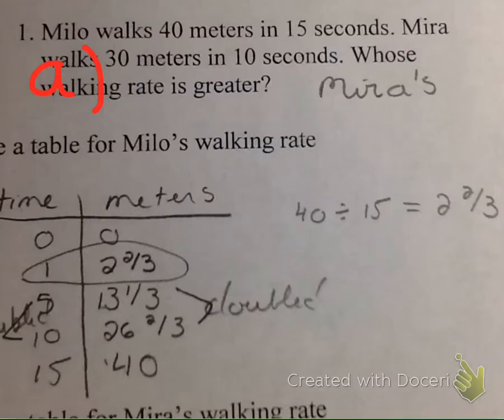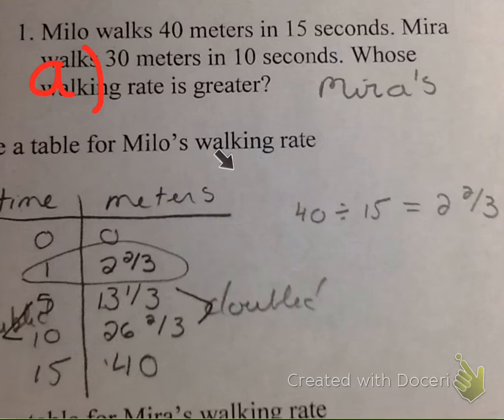Okay, A. Create a table for Milo's walking rate. So in the problem it told me that Milo walks 40 meters in 15 seconds. That's up here. And when it says walking rate, it means I'm supposed to figure out how much Milo walks in 1 second, per 1 second. Just like when you do speed, you usually talk about miles per hour, per 1 hour. So I need a 1 here. In order to make the seconds 1, I'm going to divide by 15. So 40 divided by 15 is equal to 2 2/3. This 2 2/3 represents 2 2/3 meters in 1 second. So every 1 second Milo can do 2 2/3 meters.